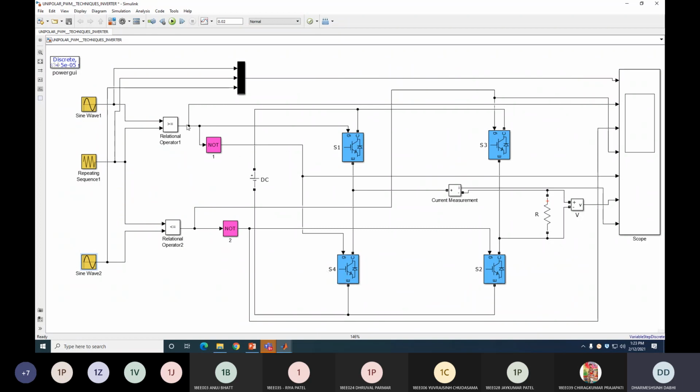So you can see that the output of this relational operator is given to the NOT logical operator and then the output is applied to the switch number 4 gate terminal here. Clear. So when S1 is on, at that time S4 must be in off condition. And when S4 is on, at that time S1 must be in off condition. Clear. Both are complementary.